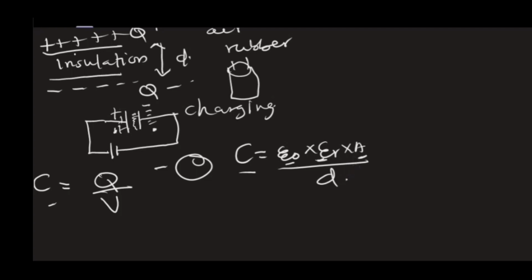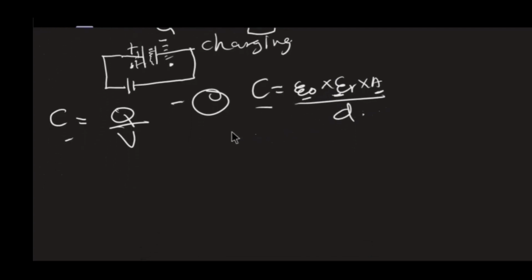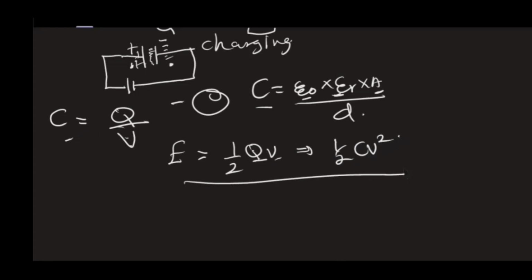So the focus of this lesson is to know these basic formulas. Then also the energy stored in a capacitor is equal to half QV. This is the quantity of electric charge, this is the voltage, and since our Q here is C times V, we can replace it and we get half CV squared as the total energy stored in a capacitor.